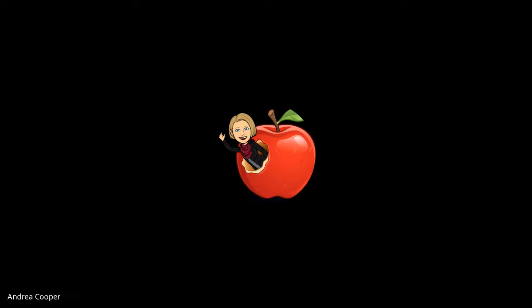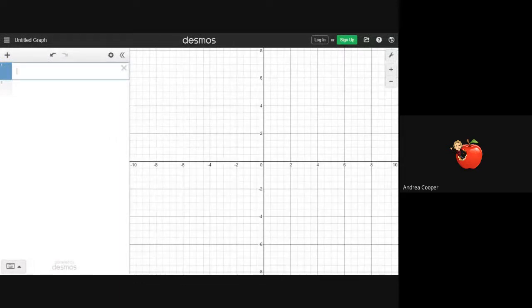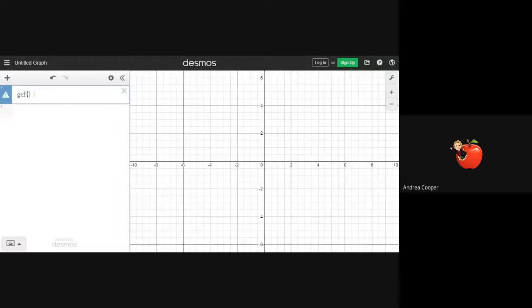Okay, so here's what you're going to do. In Desmos, you're going to put your numbers in. First things first, you're going to type in GCF and parentheses. Then you're going to put your numbers in: 18, comma, negative 12, comma, negative 3. And as soon as you do that, Desmos is going to give you your GCF, which is great. So my GCF here is 3.